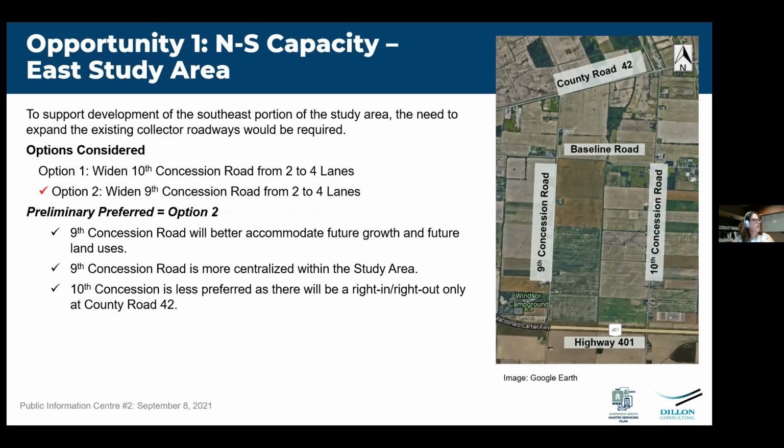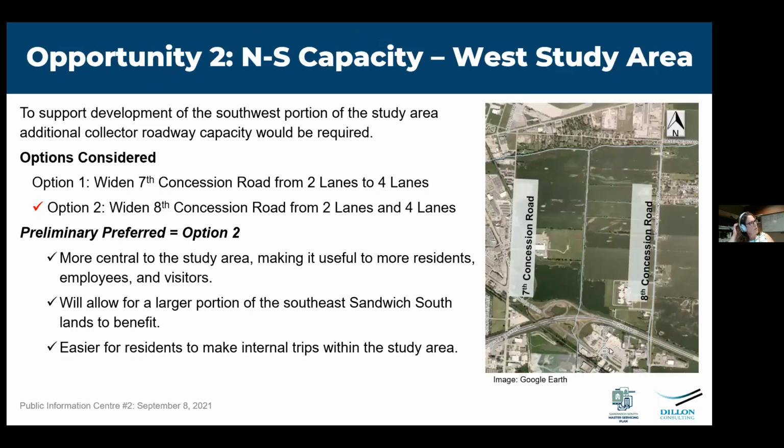So opportunity number 2 is similar to opportunity number 1. Widening of a north-south collector within the west side of the southern area was identified. We looked at 2 options, those being the widening of the 7th concession from a 2-lane to a 4-lane cross-section, and option 2, which is the widening of 8th concession from a 2-lane to a 4-lane. Based on our comparative assessment, option 2, widening of the 8th concession roadway, is more preferred.